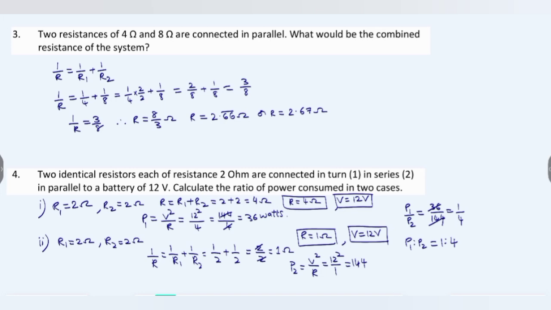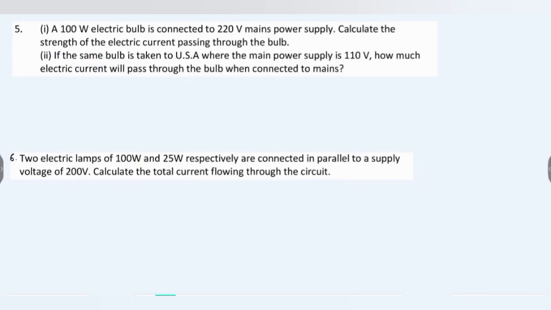Right, now let's see the next problem. The next problem is about a 100 watt electric bulb connected to a 220 volt main power supply. Calculate the strength of the electric current passing through the bulb. So here, what is given? Voltage is given, one thing. Next, power is given. We have to find current.